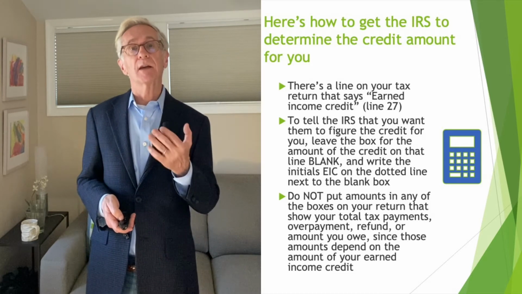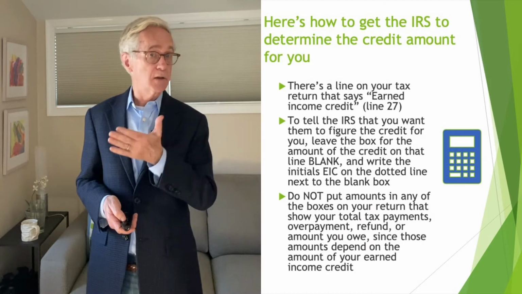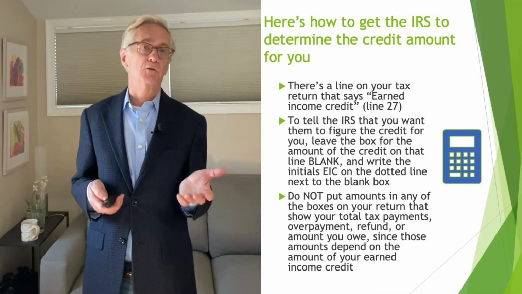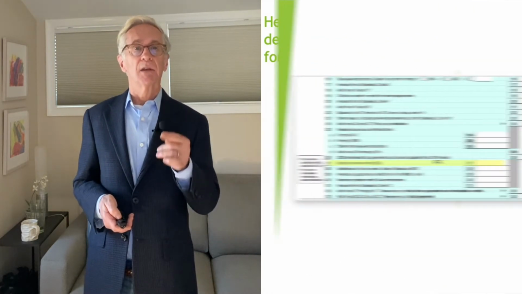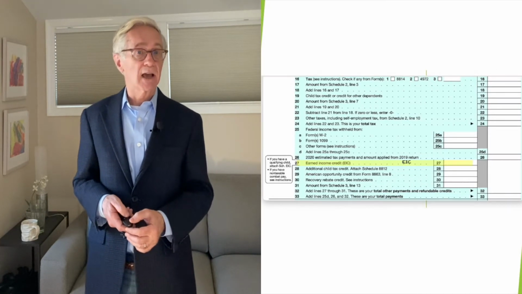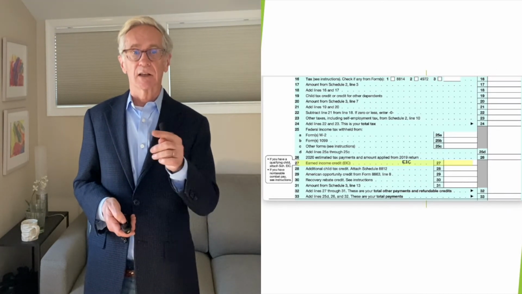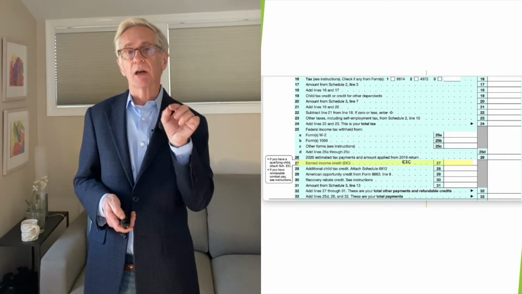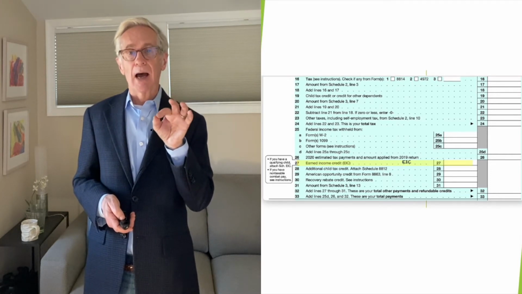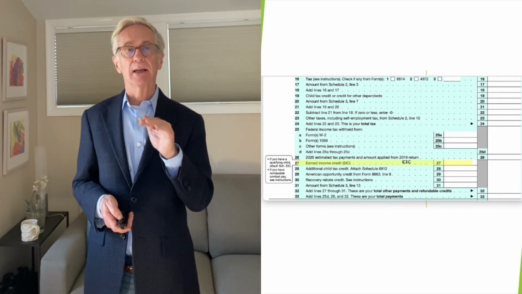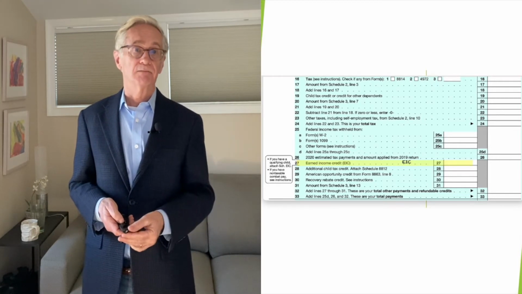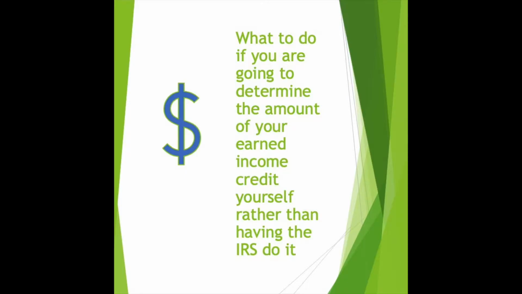So if you want the IRS to look up the number for you, because maybe you're a little nervous about doing it yourself, this is what it's going to look like. There's line 27 on your tax return. It says earned income credit. And just on that dotted line, write EIC, and then don't put any amount on line 27. That's how you do it.